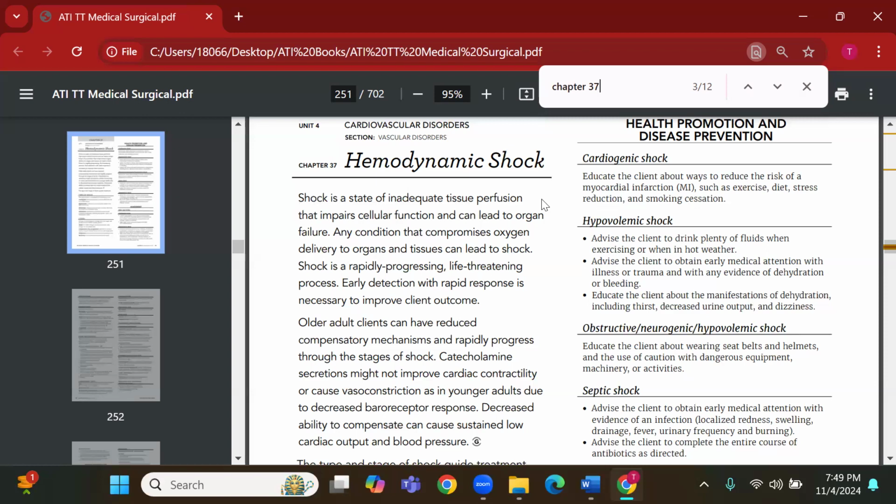And it says it can lead to impaired cellular function and organ failure. That's important. Any condition that compromises oxygen delivery to the organs and tissues can lead to shock.